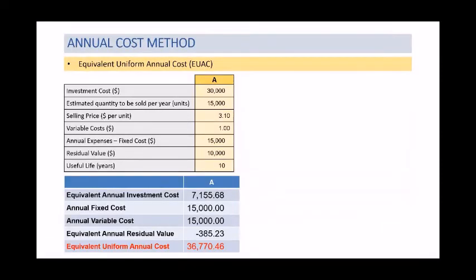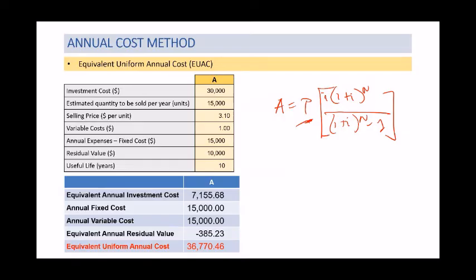So the first thing that we are going to do is to convert the initial cost into equivalent annual investment cost. How to do that? We need to use the formula A of P. Remember the formula? Why P? Because initial cost is found at the beginning of the project. That's why investment cost is considered as P. So convert that into annual investment cost by getting the A of P. The result is 7,155.68.